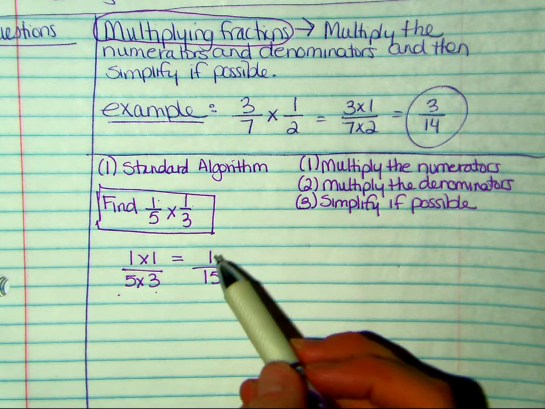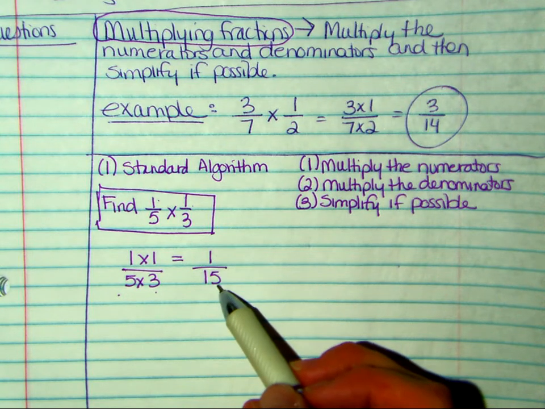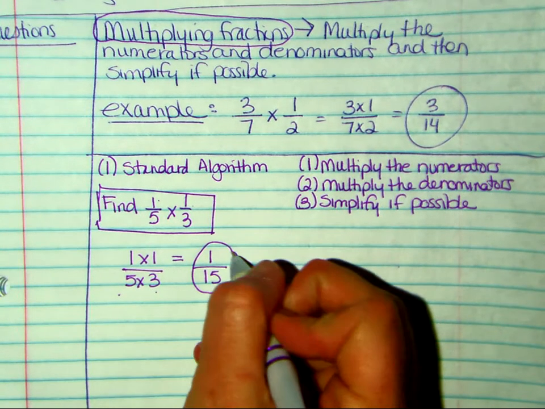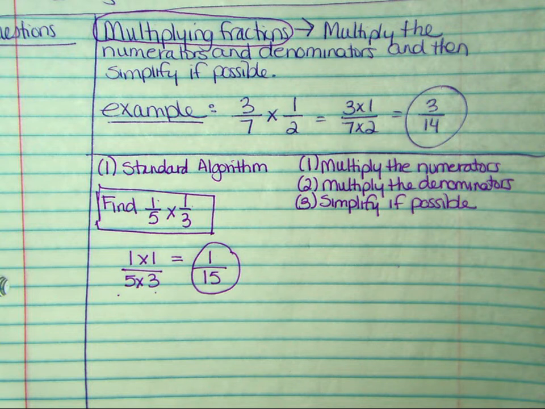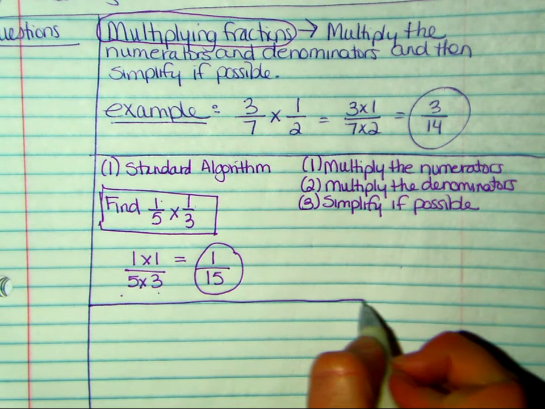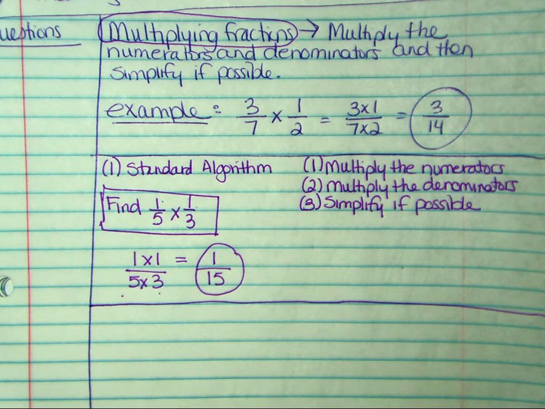You'll notice that we have a 1 here and we have a prime number. There's no way we could simplify that anymore. So this is your final answer. So that's simple multiplying fractions with the standard algorithm.